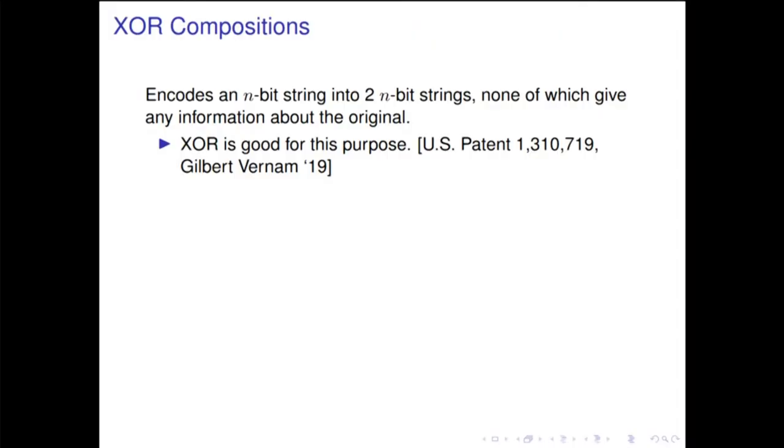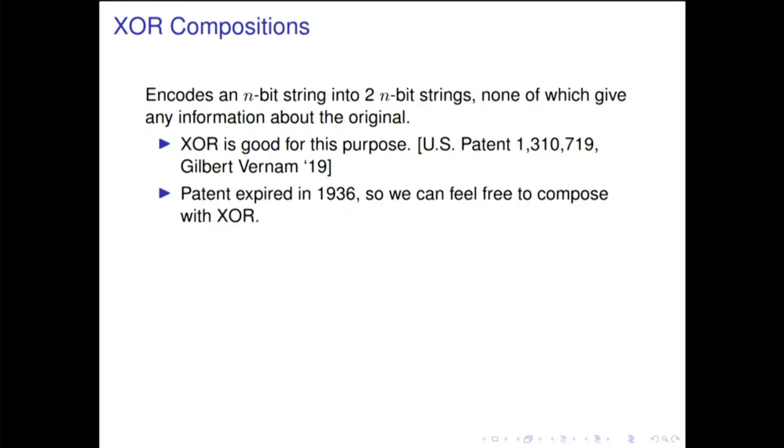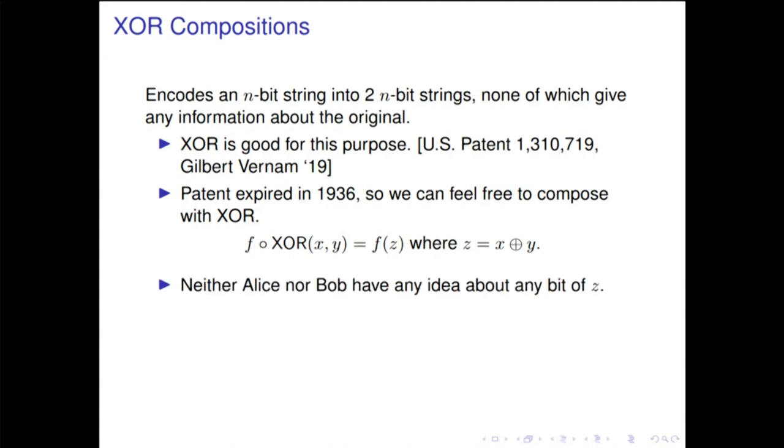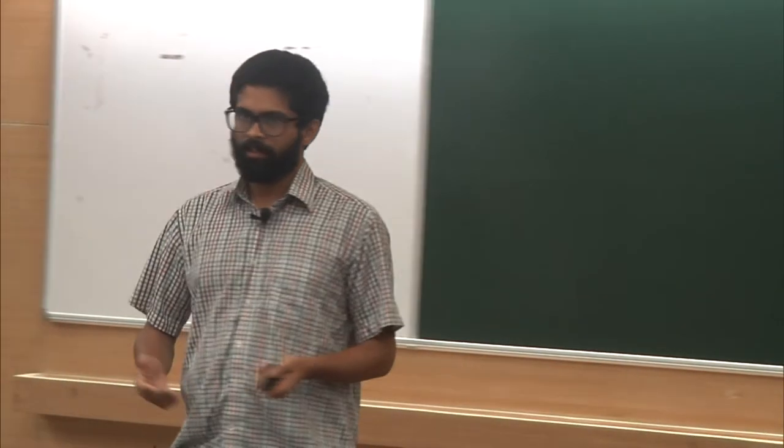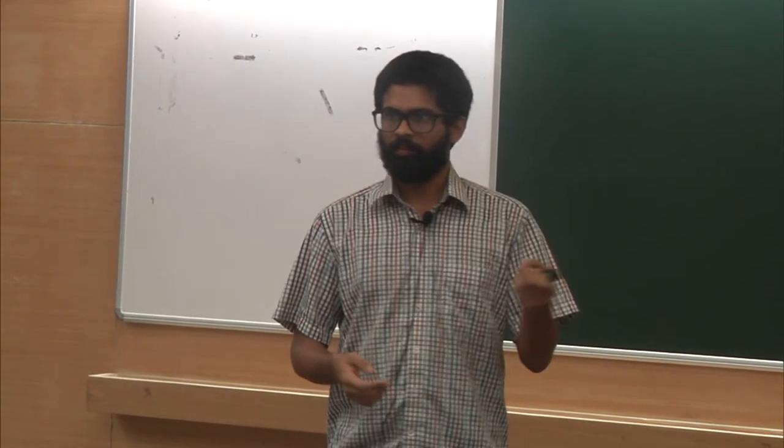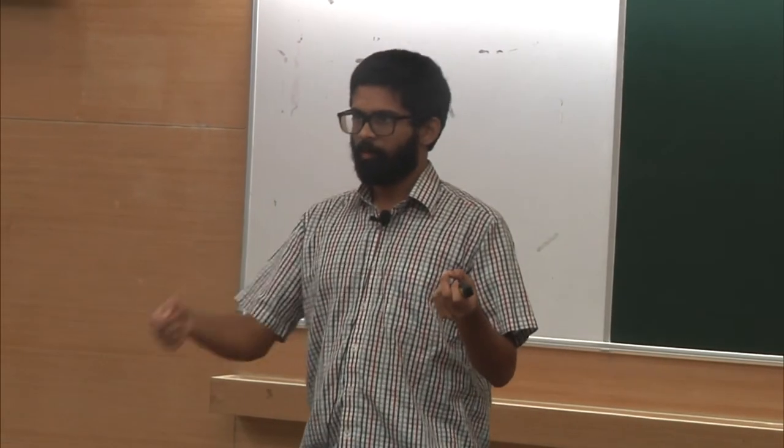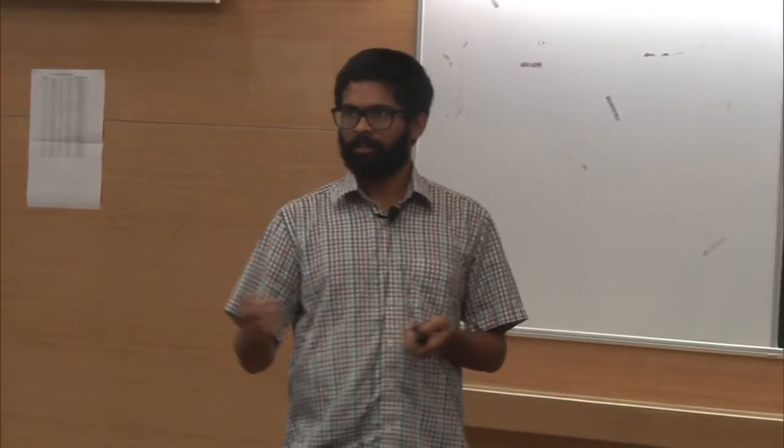And the fact that XOR is good for this purpose was actually known back from 1919 and was actually patented in some form. But the patent has expired, so we will continue to use it. And right, so this is the formal definition of an XOR composition, what it looks like. So as I said, neither Alice nor Bob have any idea about any bit of Z. So if they want to actually compute F composed with XOR, one thing they can do is, again, look at a decision tree for F. They want to find out the ith bit. They can communicate XI and YI to find out the ith bit and continue.